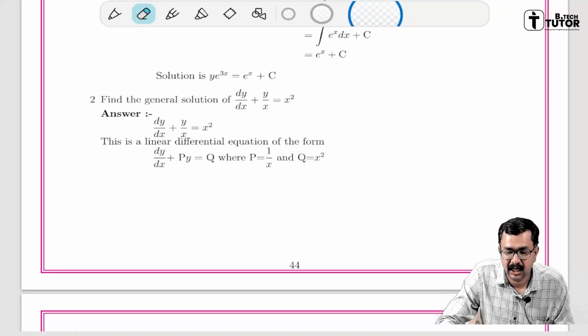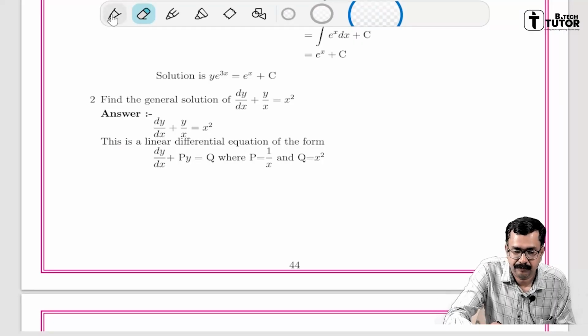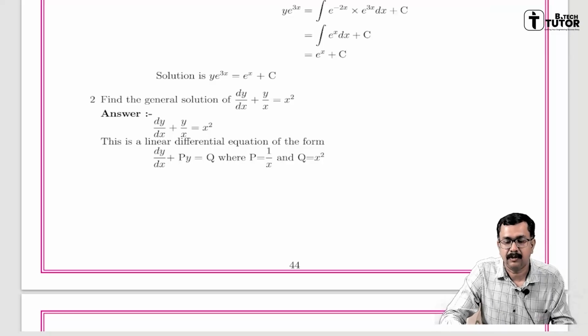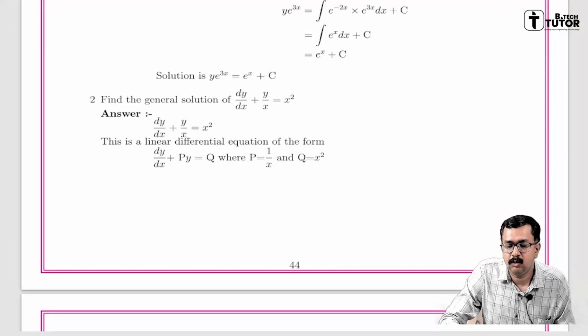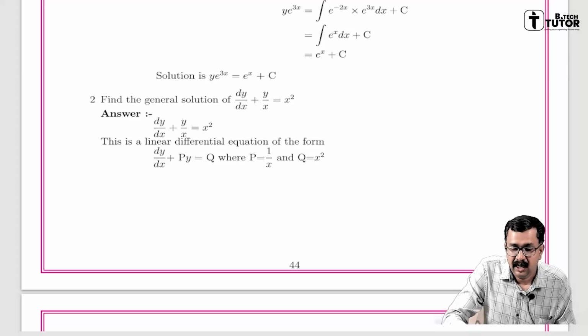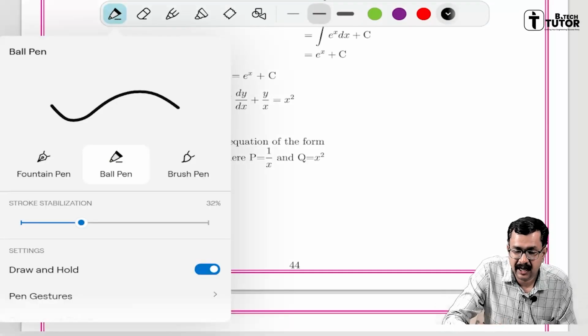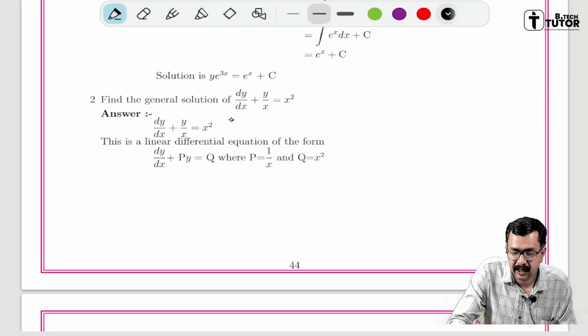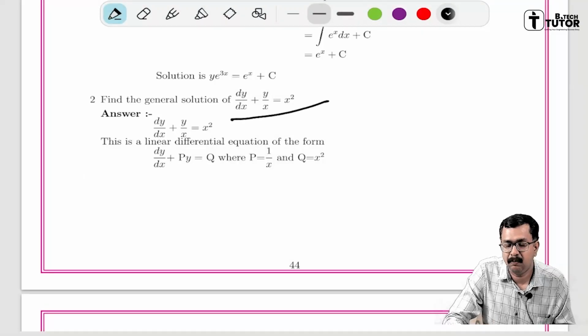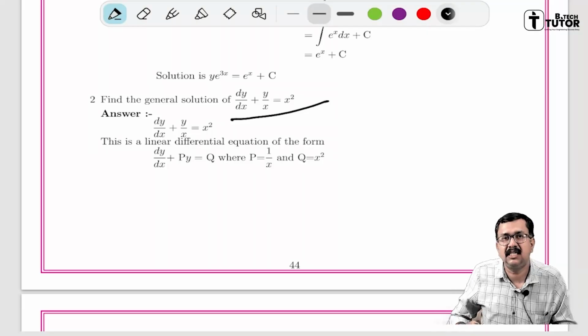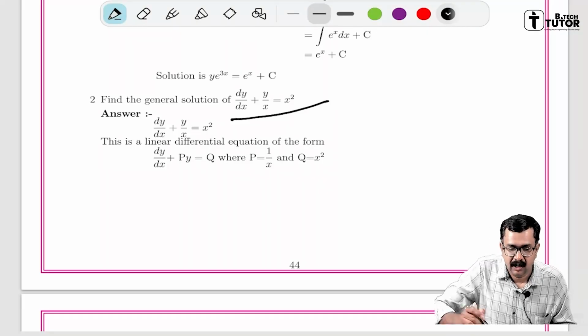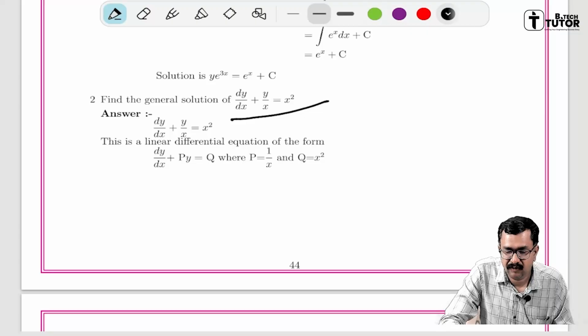The next question is, listen: find the general solution of the equation dy by dx plus y by x equal to x square.